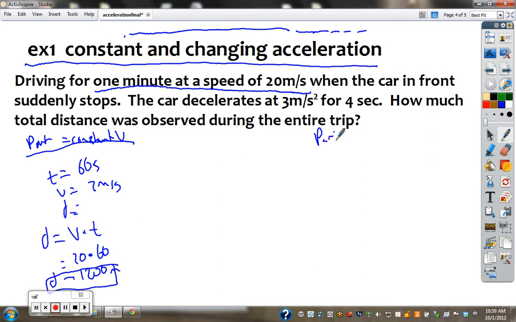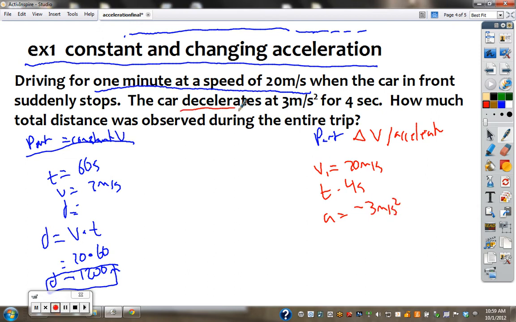Part 2, I'll do it in red, is changing velocity or acceleration. Changing velocity, same thing. So we know that right before it started accelerating, slowing down, it was going 20 meters per second. We don't know v final. It doesn't say for sure that it came to a stop. But I know time equals 4 seconds. Acceleration is -3 meters per second squared. It's decelerating. And we need to find distance final here.